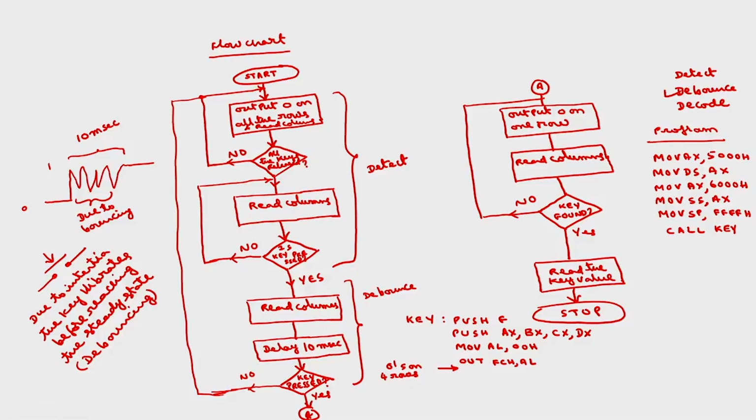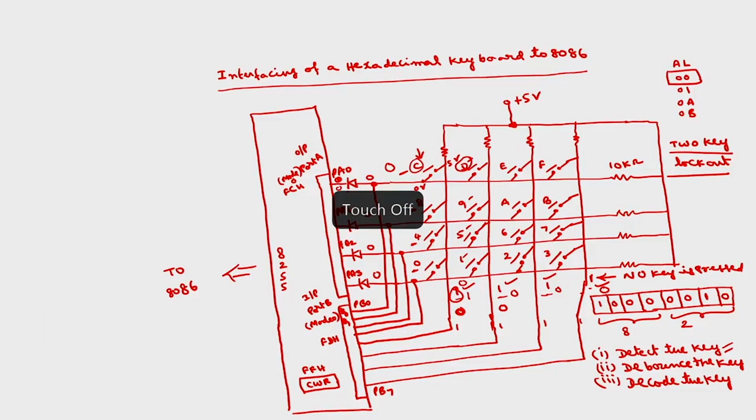Then what is the next step? You have to check whether any keys are released or not. So if all the keys are released, what does it mean? As I have told, all the 4 bits should be 1 1 1 1. So where have we connected these 4 columns? You have connected to PB4, PB5, PB6 and PB7. So you have to check this PB4, PB5, PB6, PB7. If all these 4 bits are ones, means no key is pressed, all the keys are released.